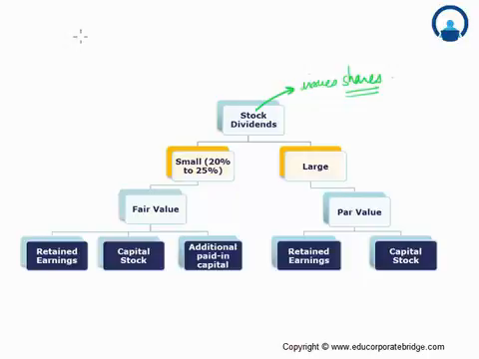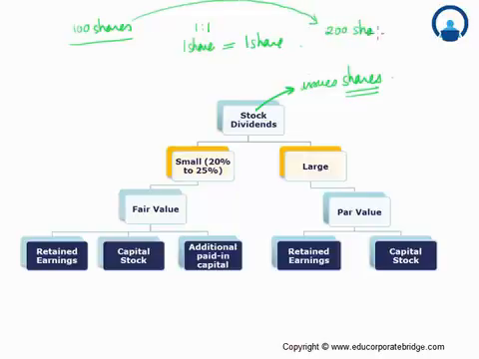Let's take a case where originally there were 100 shares and a 1:1 stock dividend is announced. A 1:1 stock dividend means for every one share the owner receives one more share. With this, the overall shares would be equal to 200. So all shareholders get a 1:1 share. The 100 shares increase to 200 shares.